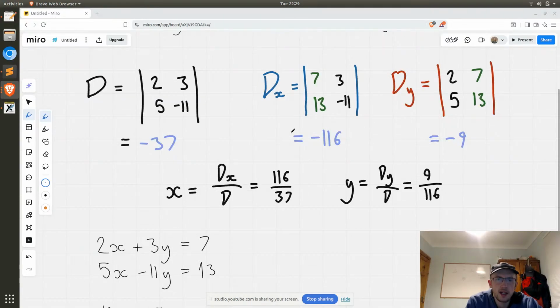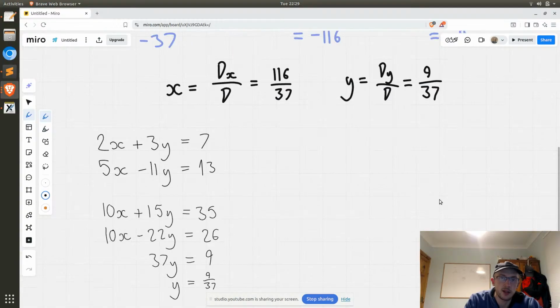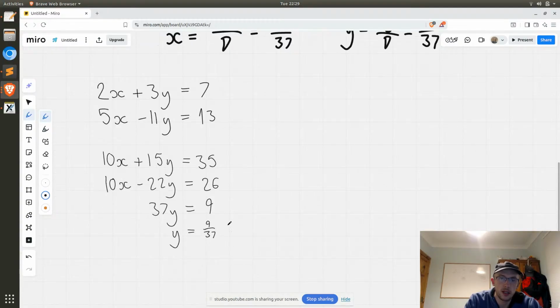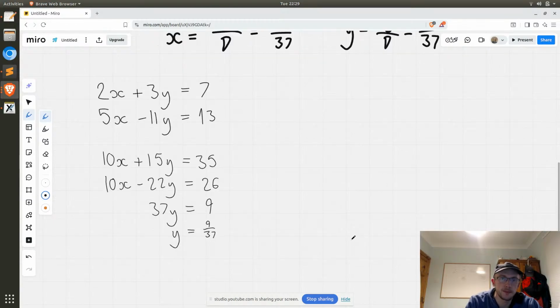Oh, wait. That should be 37 on the denominator. Oh. Okay. Error detection is good. It's intrinsically good. Okay. 9 over 37, that's y. Right.